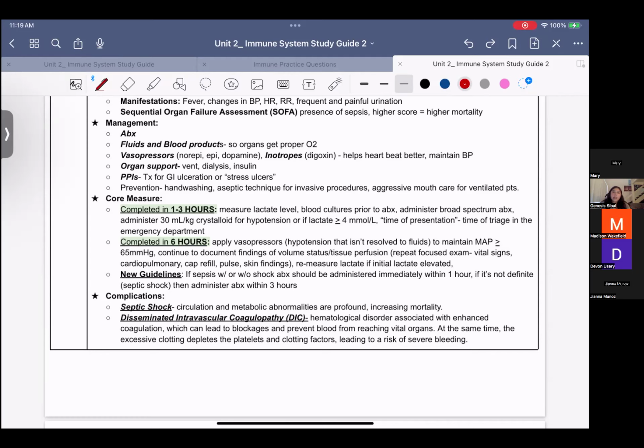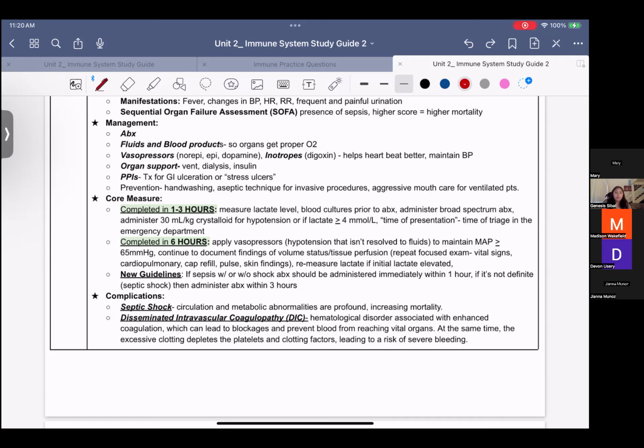And then dialysis, right? So for your kidneys, they're not working. Insulin, your pancreas as well. So everything that you can think of for organ support you will need. And then for vasopressors, this is just going to help increase that blood pressure. Because of the vasodilation, we're having a decrease in blood pressure because it's not as tight, it's literally wide. And then you're going to have inotropes, like digoxin, and that's going to help the heart beat better, maintain that blood pressure, things like that.